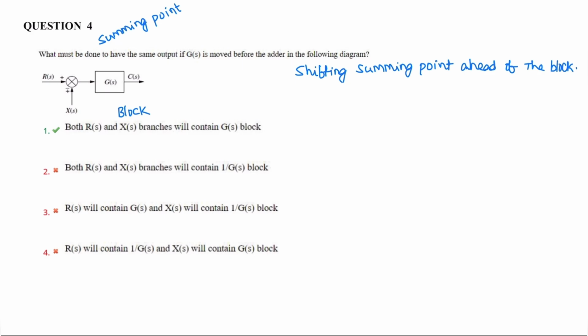What must be done to have the same output if G of s is moved before the adder? So G of s is moved before the adder in the following system. That is, G of s is moved before the adder means shifting the summing point. This is a summing point.